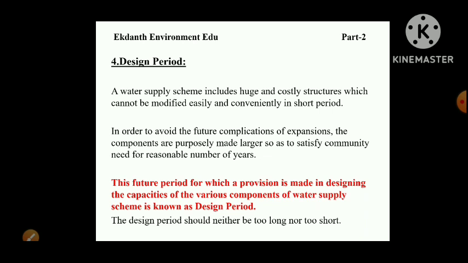Just to know what is design period, we have to read all these things. Okay, so a water supply scheme includes the huge and the costly structures which cannot be modified easily and conveniently in the short period. Obviously, if we are designing or constructing any water supply scheme, a lot of money will go into it, and a lot of our time will also go.